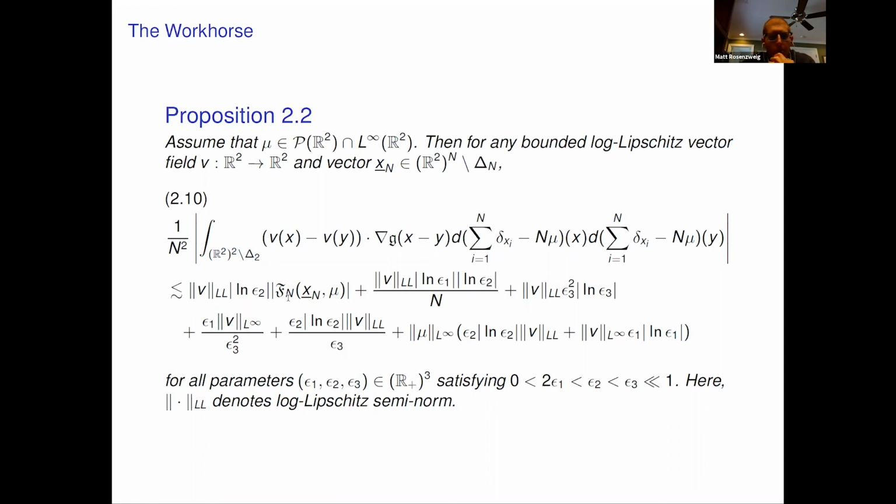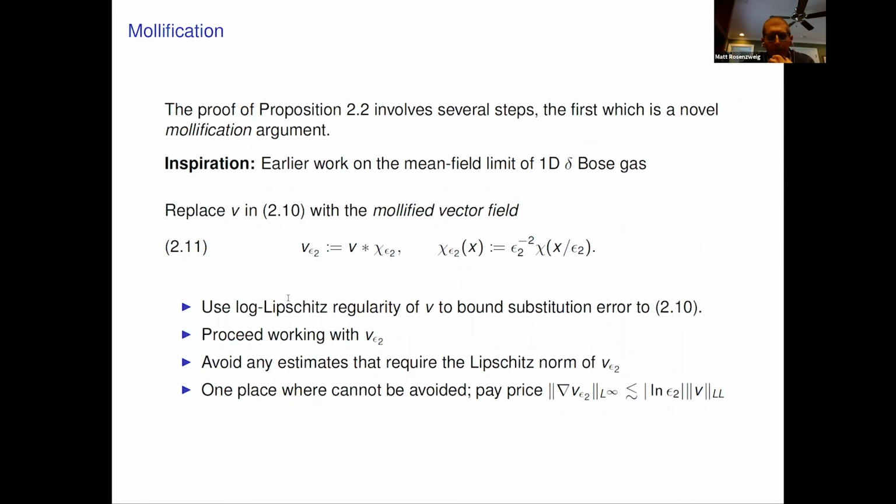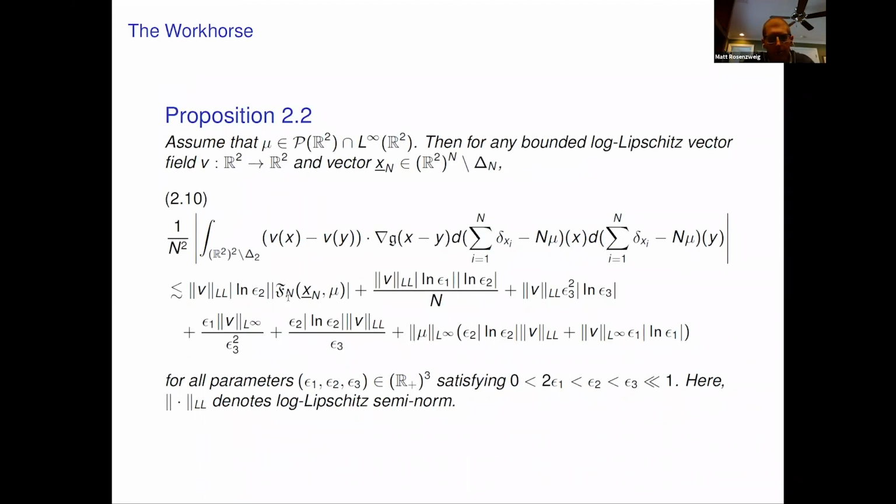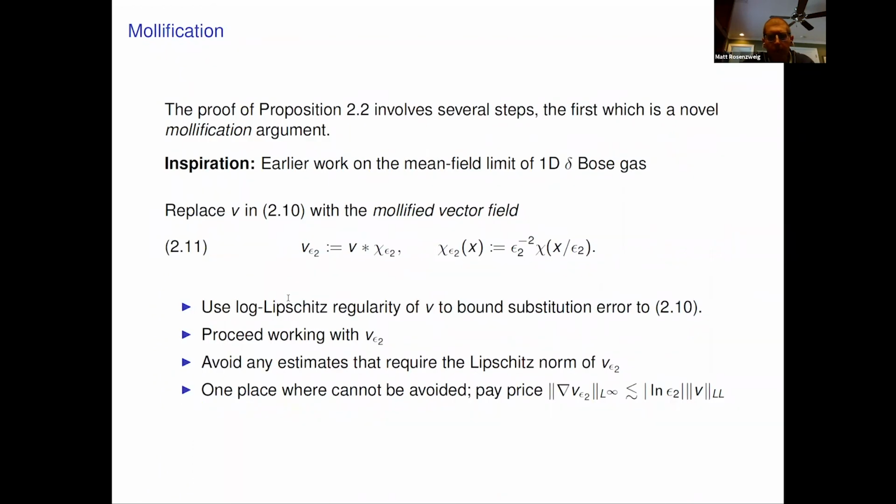So what is the idea here? And then I'll comment momentarily on how one chooses these parameters. Well, the proof of proposition 2.2 involves several steps, but focusing on the first step, which is a new mollification argument, which was inspired by earlier work I did on a little paper on the mean field limit of the one-dimensional delta Bose gas, which some of you may know has the mean field equation as the nonlinear Schrodinger equation in one dimension. So the idea here is to replace the velocity v in the left hand side of equation 210 by a mollified vector field v epsilon 2.